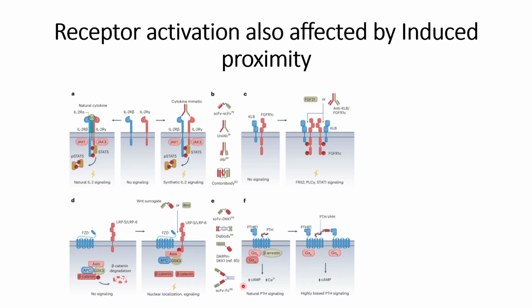So whether one wants both cAMP and Ca2 plus activation or just cAMP activation, it can be done through the synthetic PTH VHH ligand, or only the PTH ligand can be used for cAMP and Ca2 plus activation. So this will give us more customization ability depending on the need of the experiment or treatment.